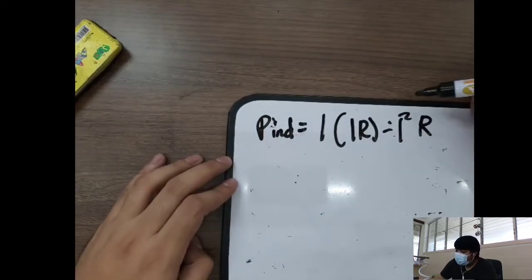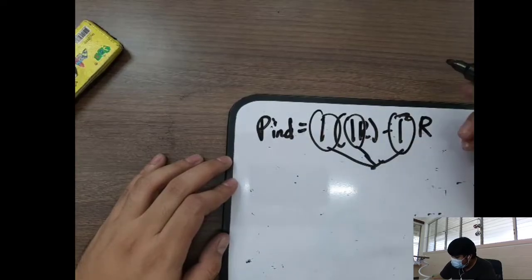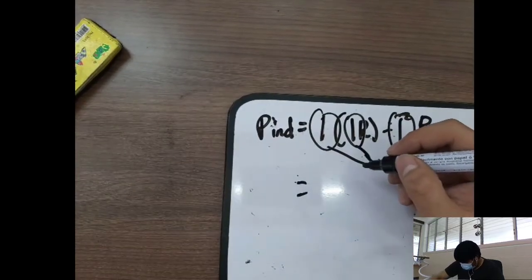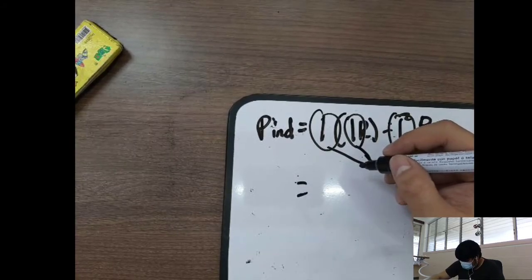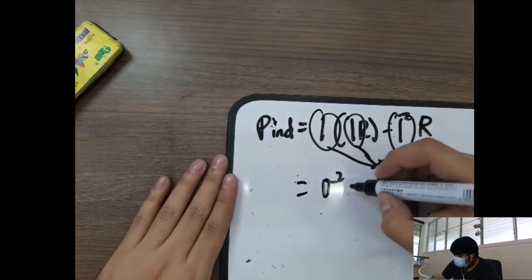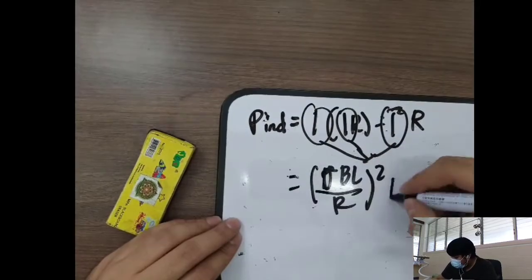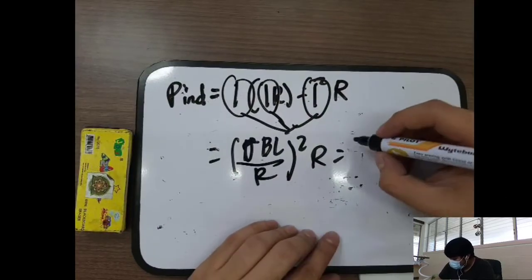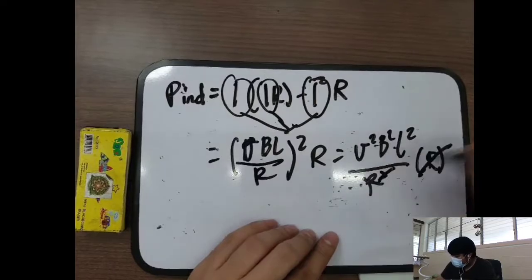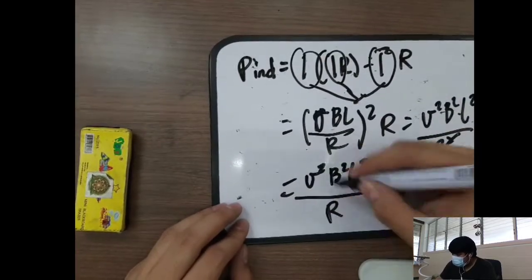Now substitute the expression for the induced current in these values of current, and it will give you vBL over R, quantity squared, times R. So distribute the exponents: it's v squared, B squared, L squared over R squared times R. Cancel, and the induced power will be v squared, B squared, L squared over R. Okay?